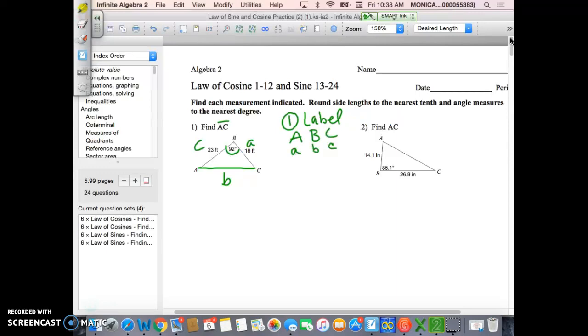Step 1. Step 2 is to highlight the unknown, which we already did. And then step 3, we're just going to choose a formula and plug in.